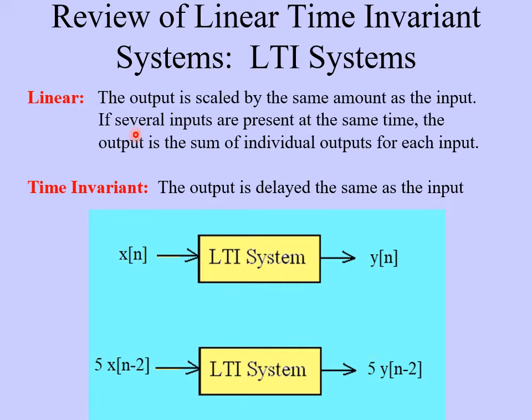And there's a little more to linearity. For example, if there are several inputs present at the same time, remember that we just have to add up all of the individual outputs for each input. This is the principle of superposition, and again, this is something we introduced back in chapter 1. Now, what about time invariance? Well, this just means that the output is delayed by the same amount as the input. Going back to this picture, if we were to delay the input sequence x of n by 2 counts, so it's x of n minus 2, then the output is also delayed or shifted by the same amount, those 2 counts.